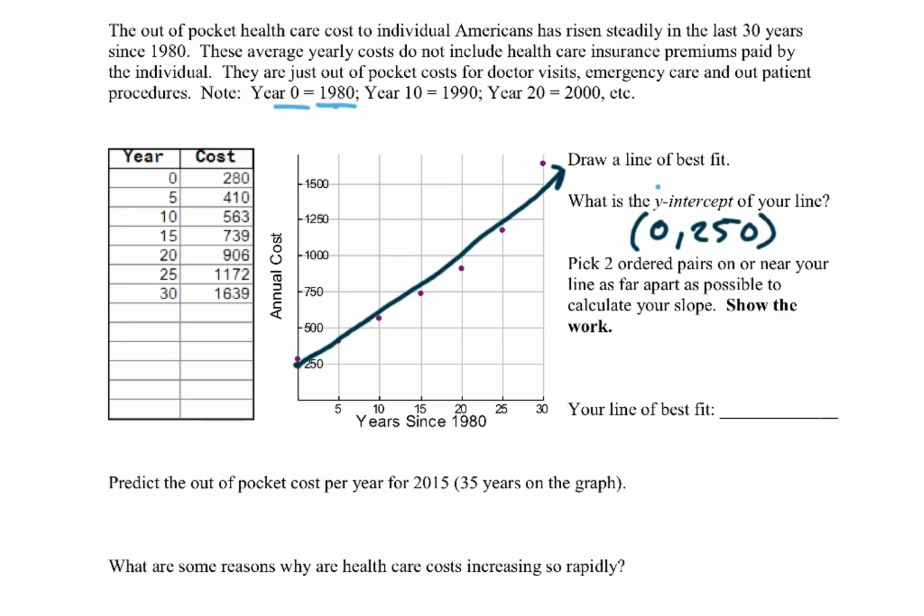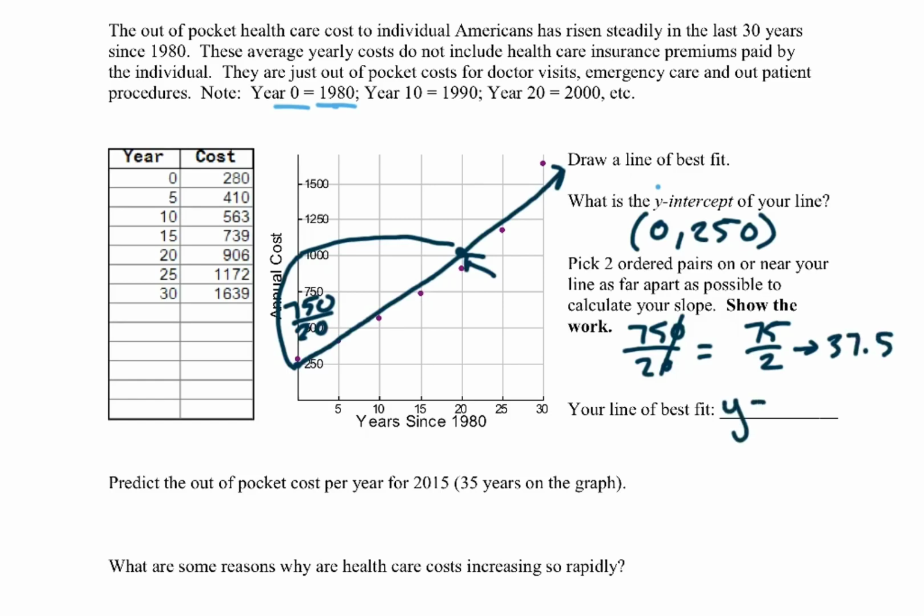Looking at this, trying to find it, I've got a pretty good point right there. So 250 to 1,000, we'd go up 750, and to the right, 20. So it'd be 750 over 20, which we could reduce to 75 over 2, or that one's pretty easy to do a decimal with, isn't it? It would be 37.5. So I'd go y equals 37.5x plus 250. Then we want to find out what about in 2015, which is 35 years on the graph.